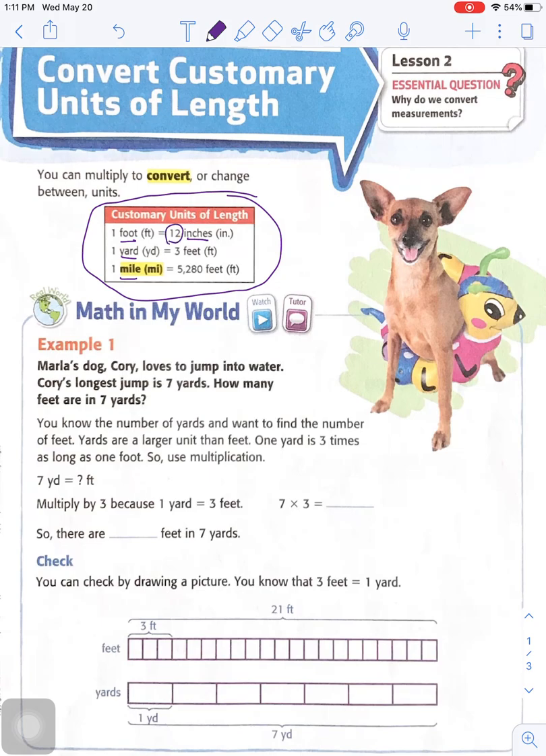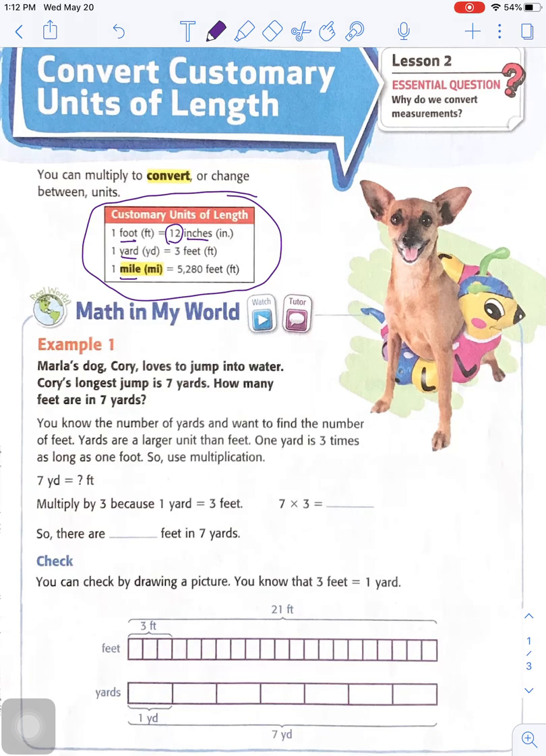So for every foot, think of a ruler. 1 ruler is about 1 foot long. It's got 12 inches in it. That measures the same amount. 1 yard, which is like a yardstick, is 3 feet long. So it's like 3 rulers long would be a yard. And then a mile, obviously, is a lot of feet, which is 5,280 feet would be the conversion for miles. Okay, so using that information, let's go down to the problem and take a look at that.